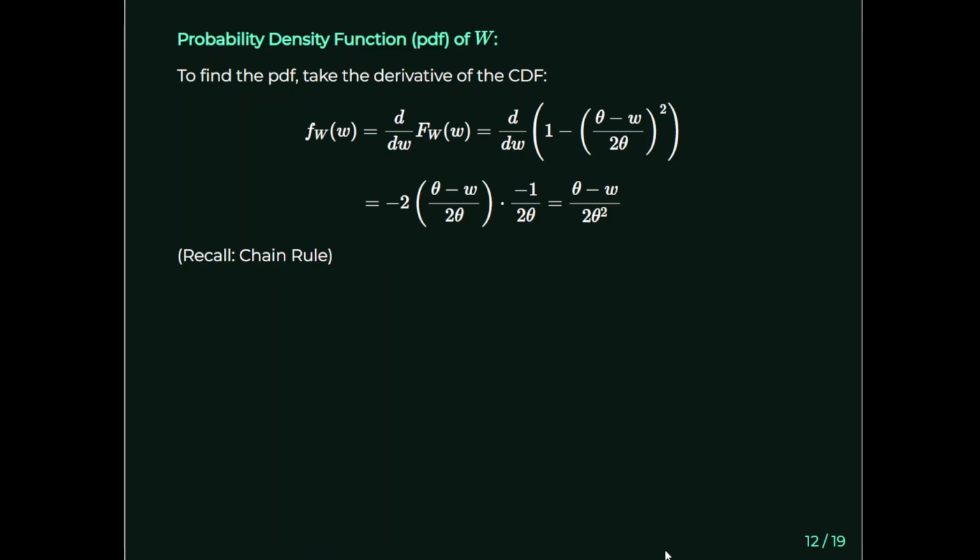Again, to find the probability density function, we take the derivative of the cumulative distribution function, and again this is using the chain rule. We have 1 minus theta minus w divided by 2 theta, squared. It's the same sort of setup. Essentially, we have minus 2 times the derivative of minus theta minus w divided by 2 theta, times 1 minus 1 divided by 2 theta, and that is theta minus w divided by 2 theta squared. Nothing really amazing there at all. That's the chain rule, so that's all we're doing: differentiation, chain rule, just sort it out and move on.